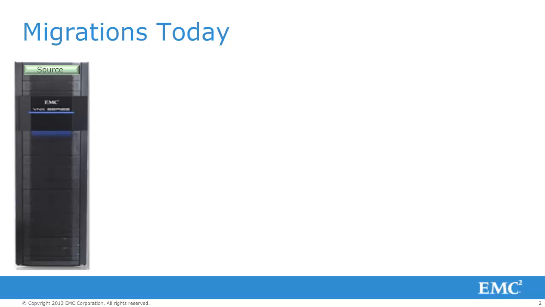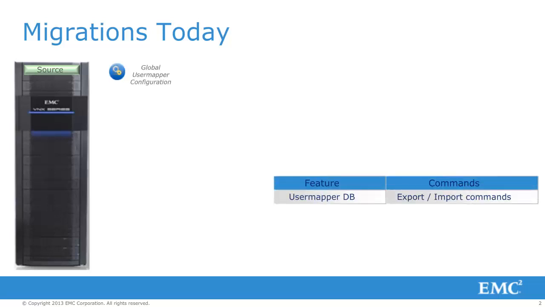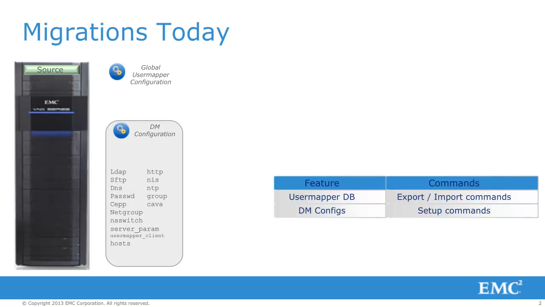Migrating from one VNX to another VNX can be tricky today. There are many things that are involved. The global user mapper configuration is one. The data mover configuration and everything that pertains. The Kerberos, the KEP, your server parameters.